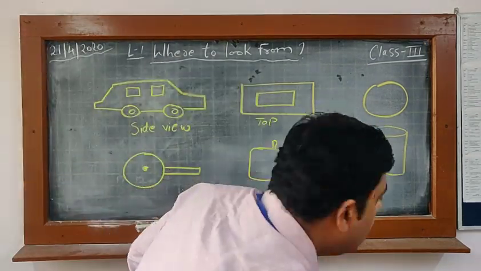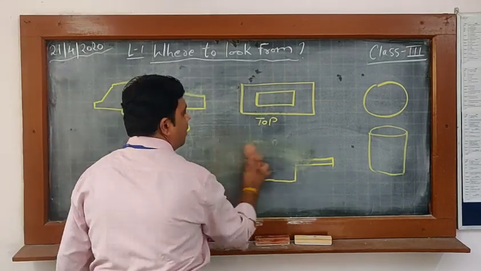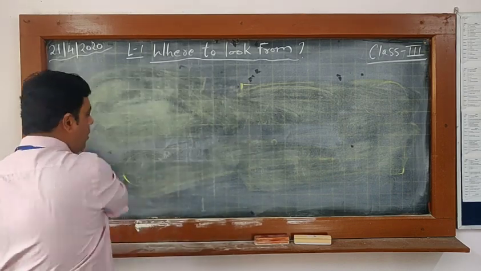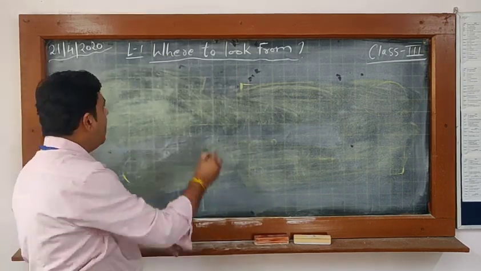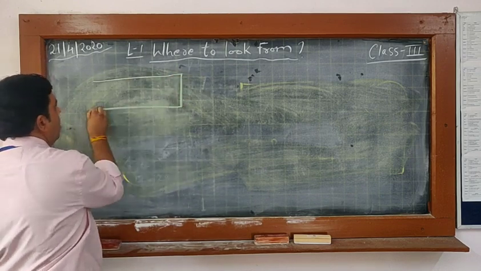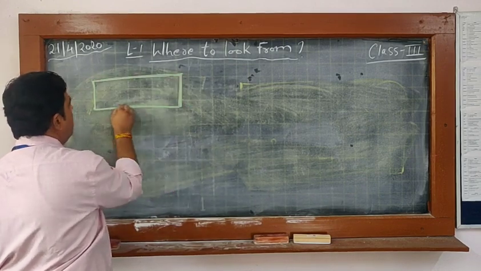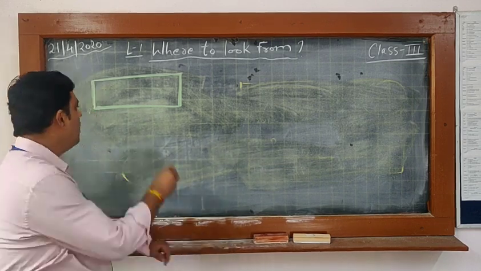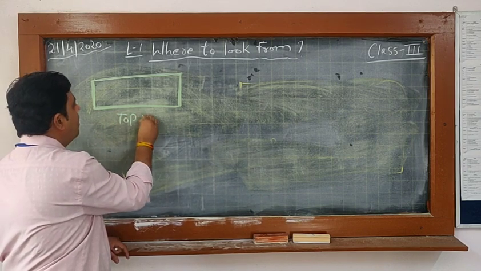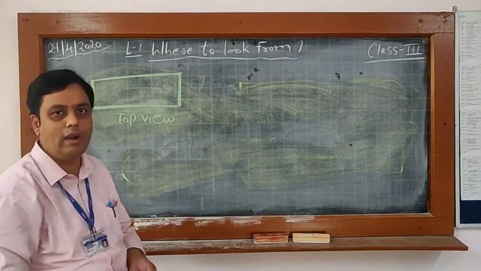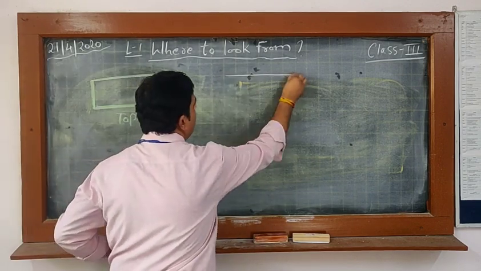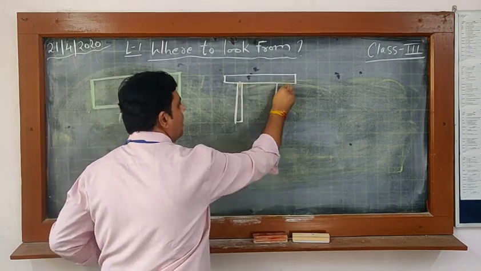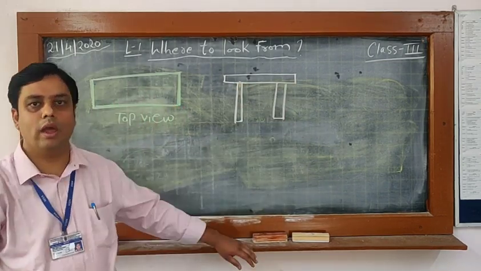If we see the table from the top, it will just look like a rectangle, like this. If we see this picture, or if we don't tell that it is a table, nobody will understand. But it is a table, top view of the table. And if we see from the front, how will it look? It will look this way. It is the table from the front side.